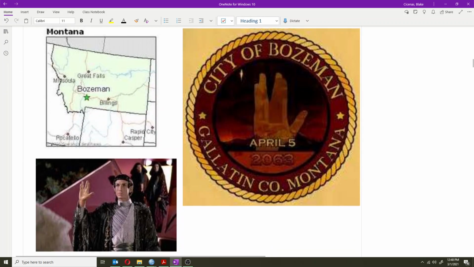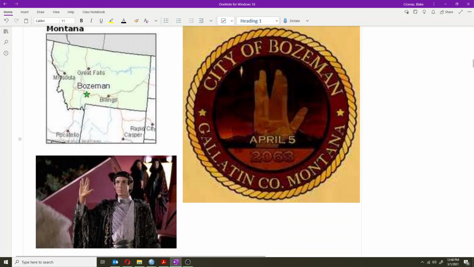Another good thing, and I always bring this up every year: on April 5th, 2063, we're supposed to make first contact with the Vulcans in Bozeman, Montana. I've been there. They don't have anything celebrating this momentous occasion that hasn't happened yet. But I bring this up because if we do discover an alien race, it's going to get a little tricky to say where their planet is.